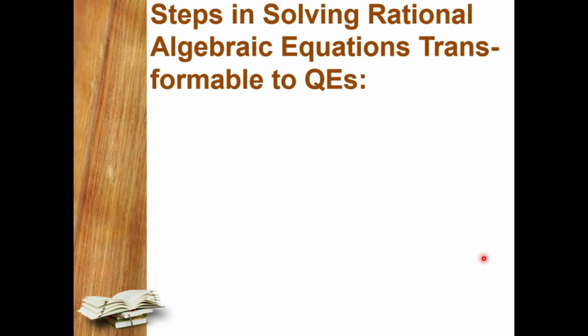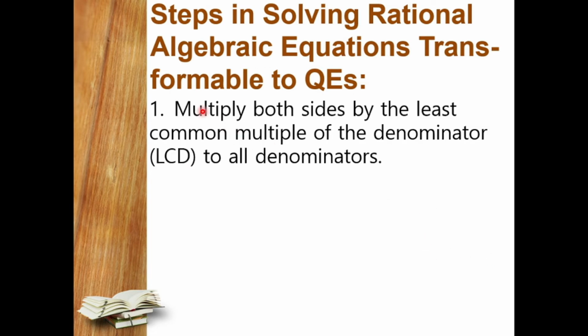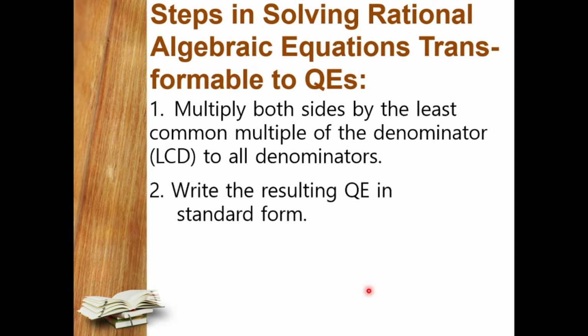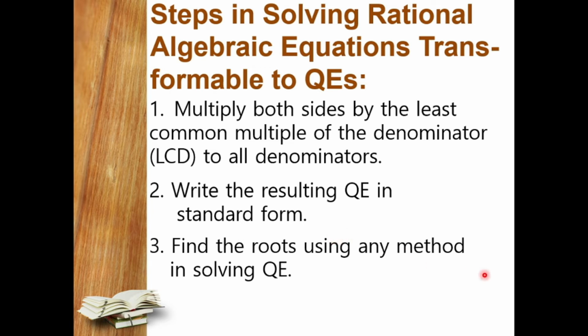We also have steps in solving rational algebraic equations transformable to quadratic equations. So, may mga quadratic equations kasi that are hidden in the form of rational equations. So, what we should do is to multiply both sides by the least common multiple of the denominators, or LCD, of all the denominators of the equation. Then next is to write the resulting quadratic equation in standard form, and if it is already written in standard form, we can now find the roots using any of the methods in solving quadratic equations.